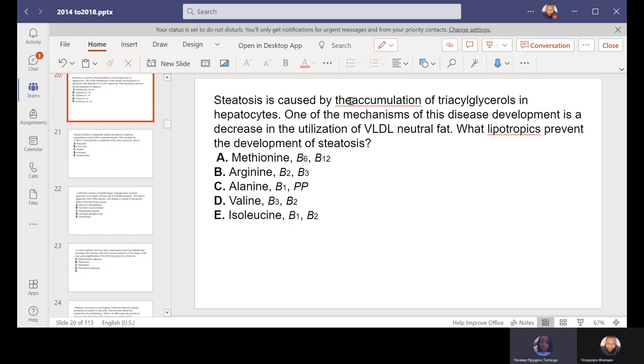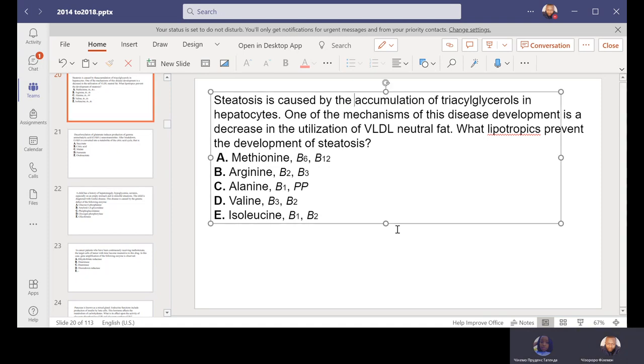Steatosis is caused by the accumulation of triglycerides in hepatocytes. One of the mechanisms of this disease development is a decrease in utilization of VLDL neutral fat. What lipotropics prevent the development of steatosis?